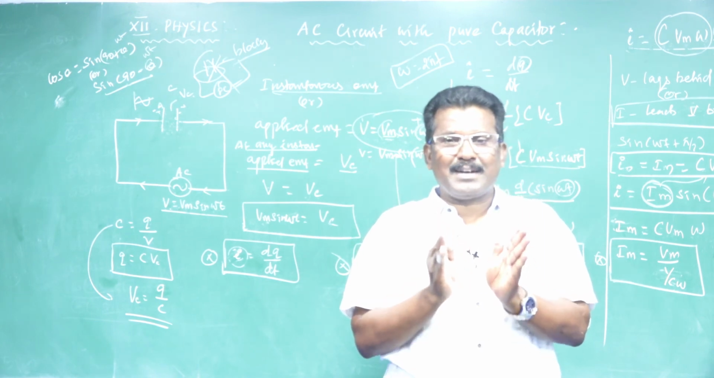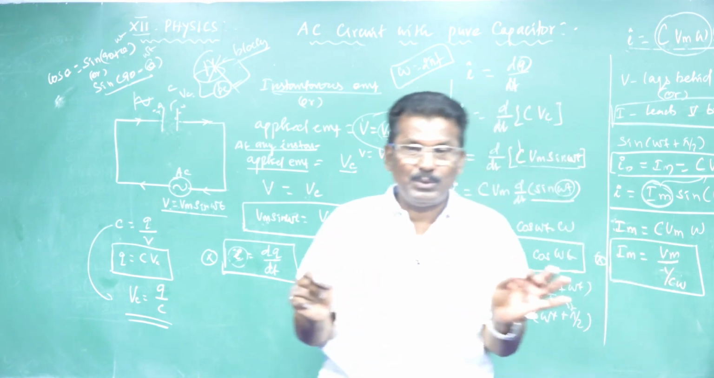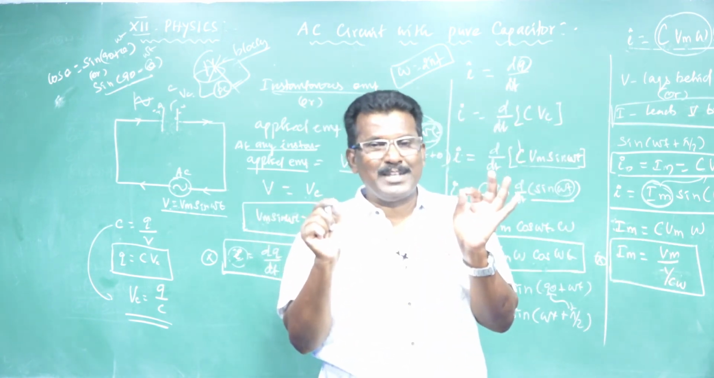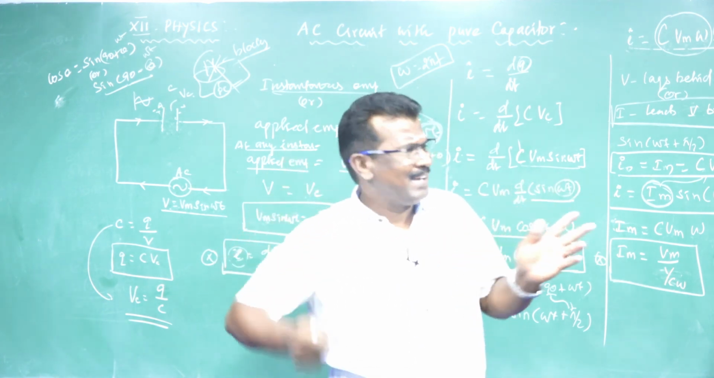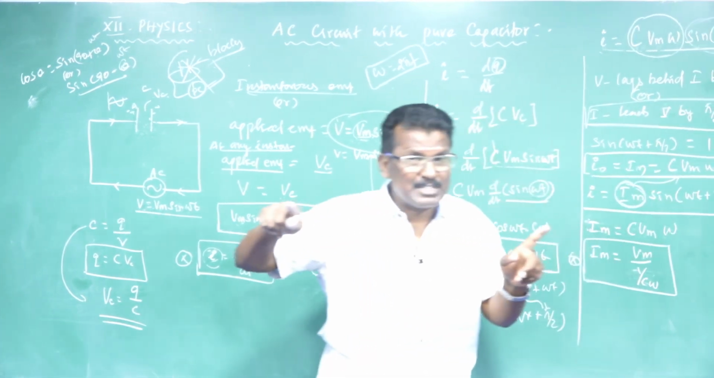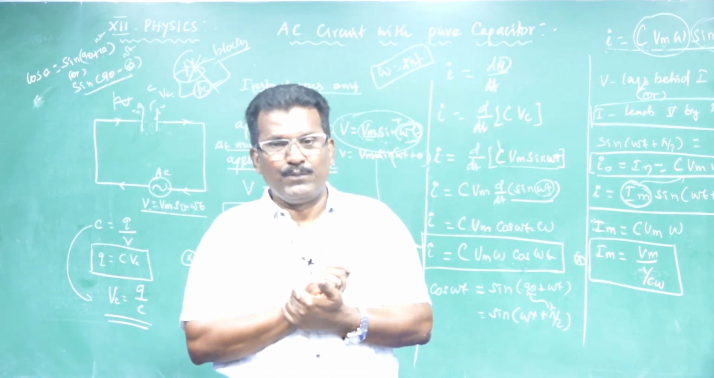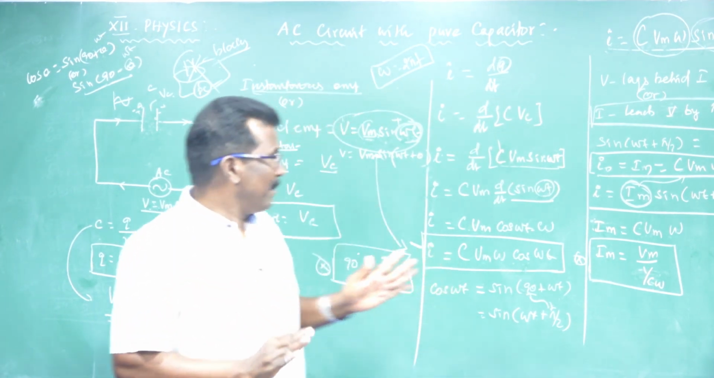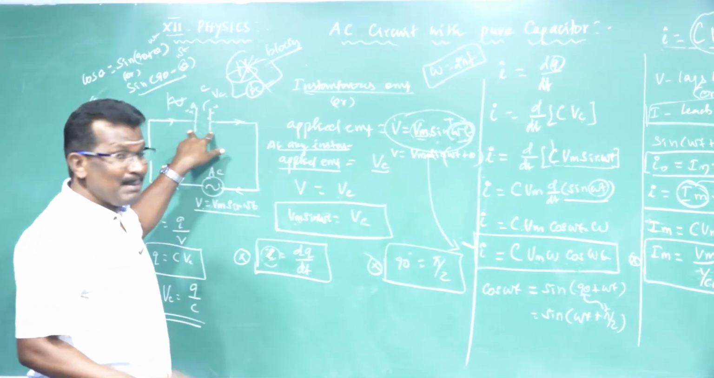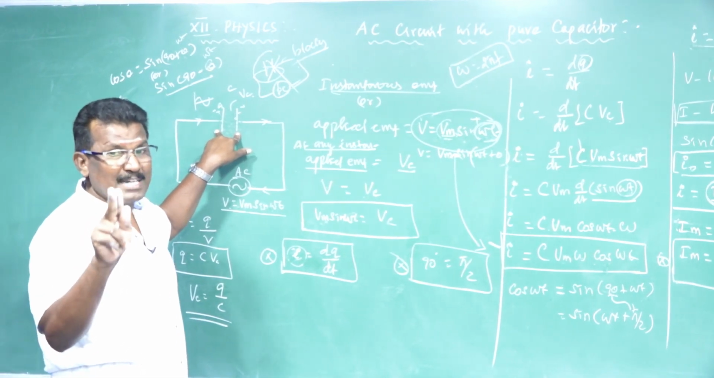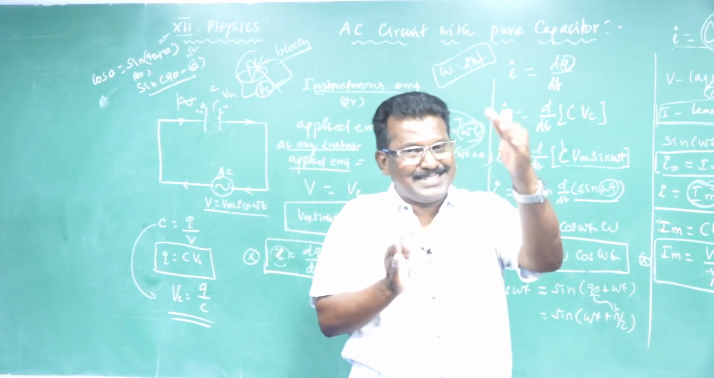Any capacitor connected across the AC mains, the phase difference between current and voltage is always pi by 2. The current leads the voltage by pi by 2, or voltage lags behind, and at every instant the phase difference between current and voltage is pi by 2. In the case of a pure capacitor. Suppose the capacitor is not pure, some resistance is offered by the capacitor. If resistance is offered by the capacitor, the phase difference is not equal to pi by 2; there may be a certain value lesser than pi by 2.